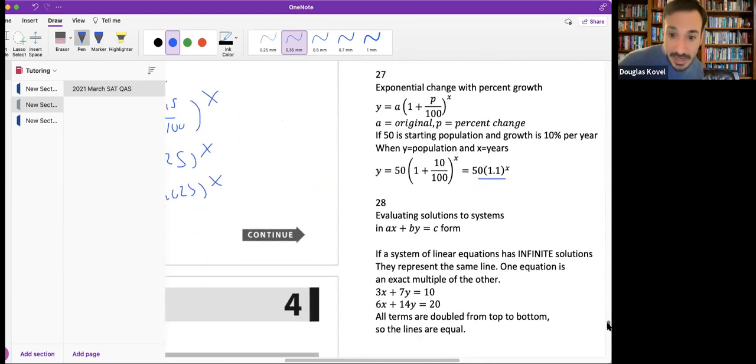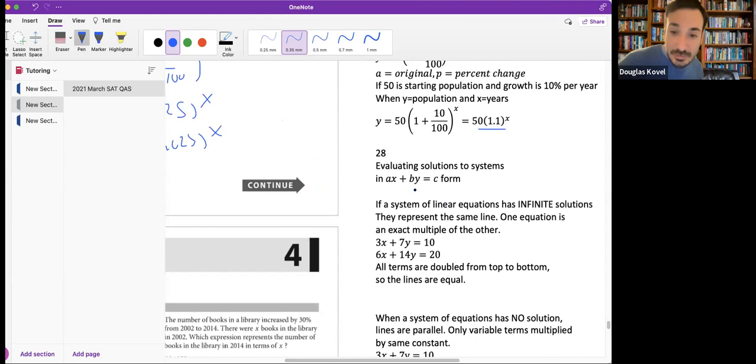So in general, if you ever have equations in ax plus by equals c form, there are three possibilities for the number of solutions that the system could have. The first possibility is that they have an infinite number of solutions. This would mean that they represent the exact same line. So one equation is basically an exact multiple of the other, like putting one line on top of itself. They have the same slope and the same intercept. The long way to figure out if the equations have infinite solutions would be to rearrange each of them into y equals mx plus b form, but there's no need to do that much work.